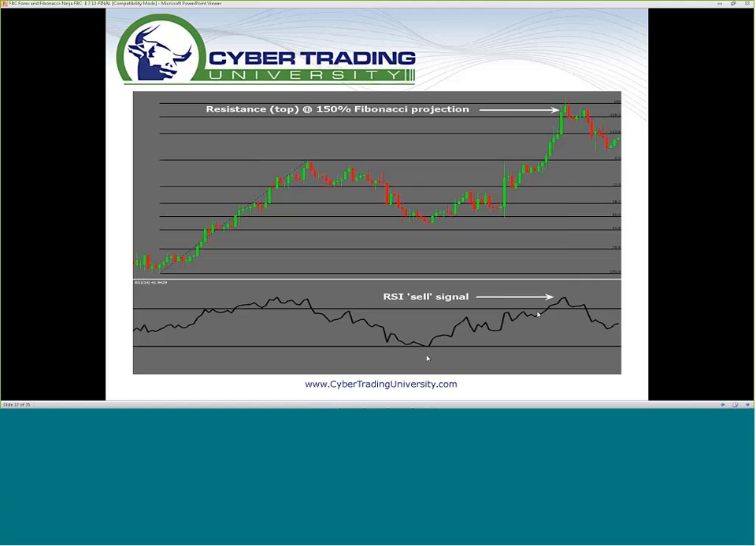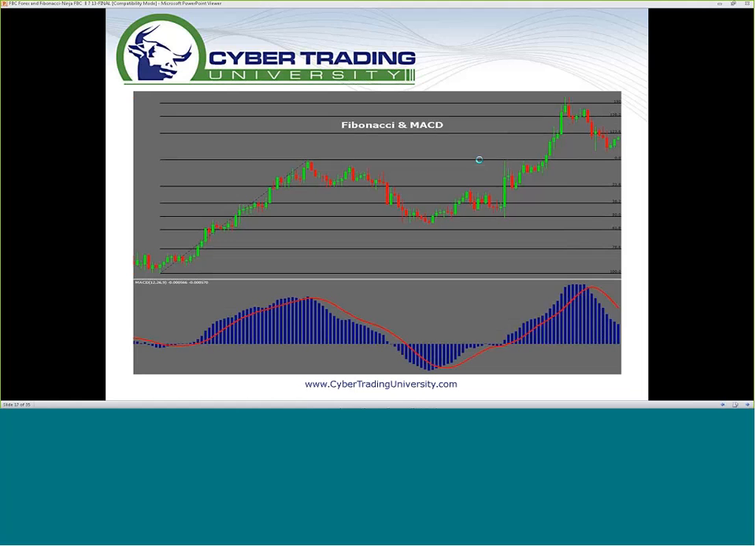The sell signal above and back below 70. So you can see here when we use the RSI in conjunction with the Fibonacci levels, it gives us a much better chance to identify the best place to buy and sell. And I'll tell you, this technique alone can be very, very effective.